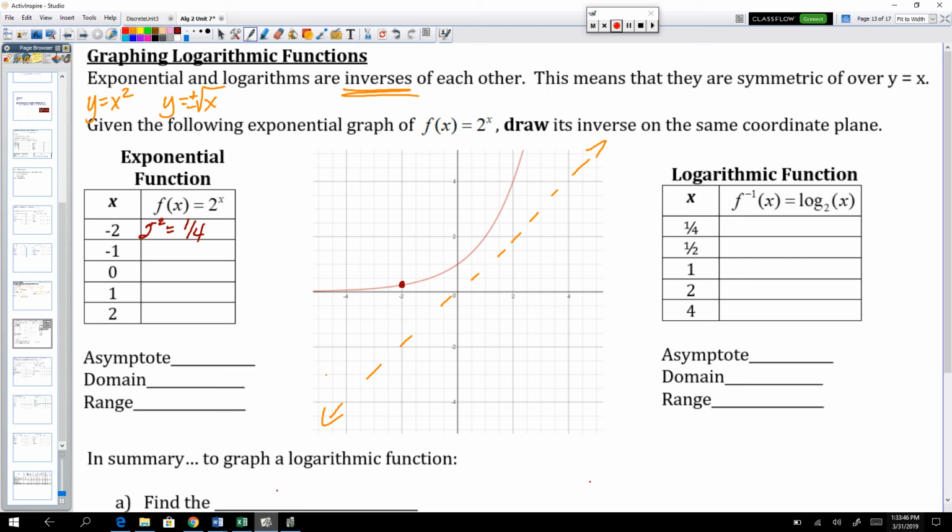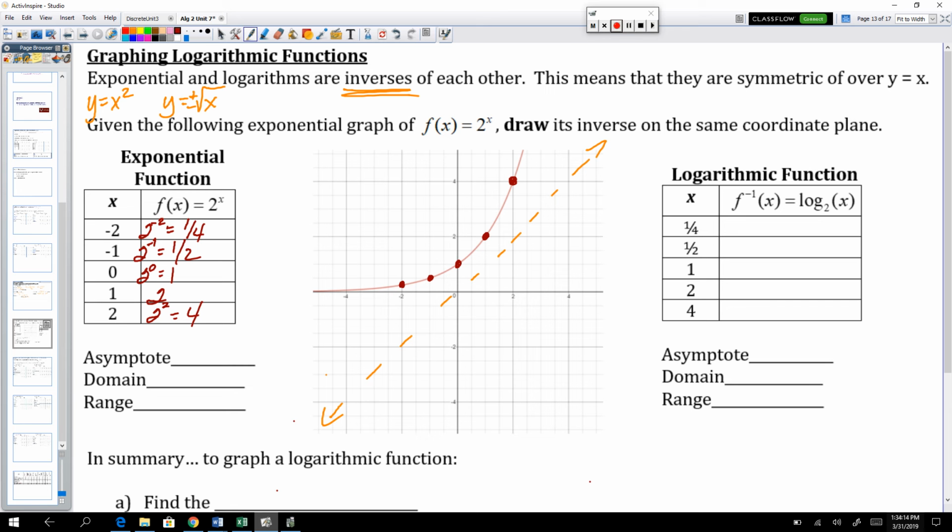If we put in negative 1, that's 2 to the negative 1, that's 1/2, and that's why negative 1 comma a half is on this graph. If we were to put in 0, 2 to the 0 is 1, so that's why 0, 1 is on this graph, and so on and so forth. 2 to the power of 1 is 2, that's why 1 comma 2 is on this graph, and then 2 to the power of 2 is 4, so that's why 2 comma 4 is on this graph.